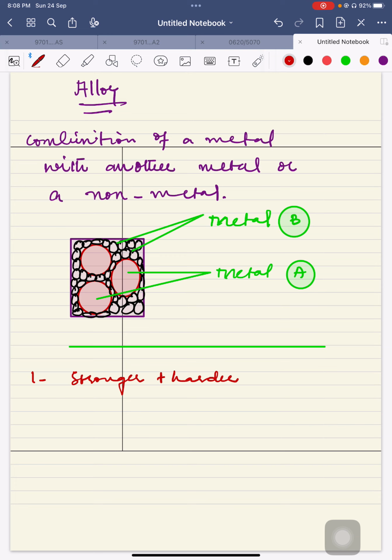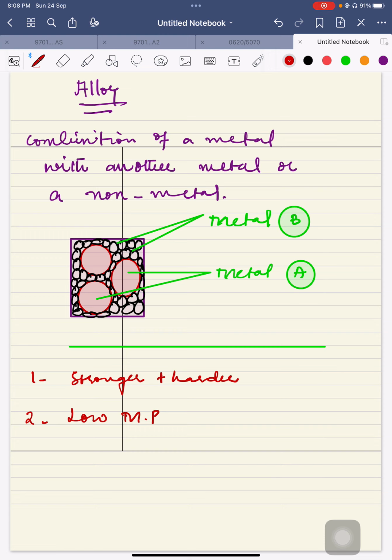Okay, this is point number one. There is point number two, and that is that a low melting point is associated with an alloy. And why is it so? We have studied this when I taught you about the melting point as a purity checking technique.